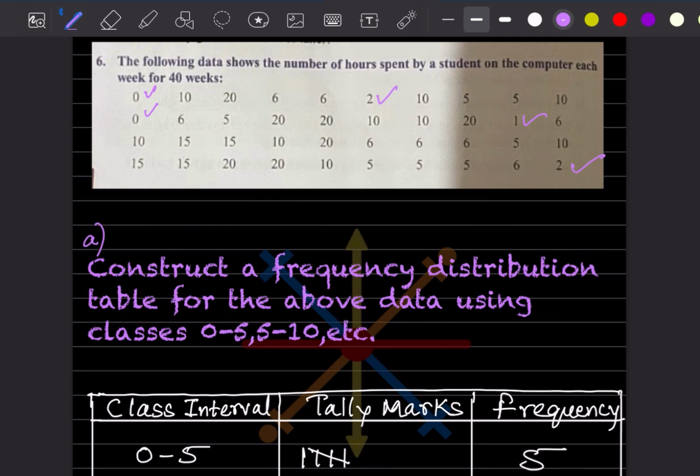So here is written as frequency 5. And you know how to put tally marks: 1, 2, 3, 4. And for the 5, we don't have to put a line, but we have to put it like this. So that is going to be 5.